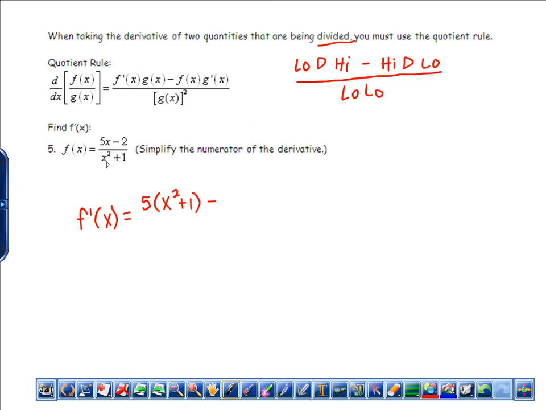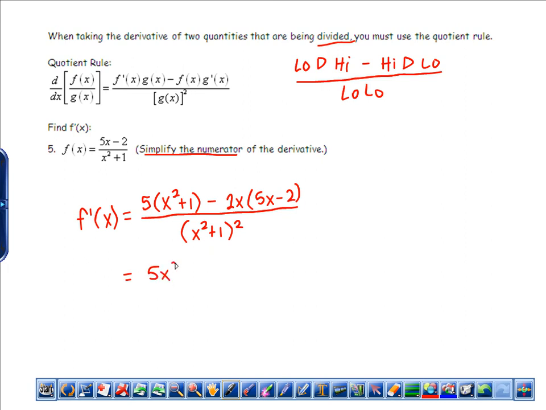Now we need to switch it up. Now we need to do the derivative of the denominator, which is 2x, times the numerator, 5x minus 2. This is going to be all over x squared plus 1, squared. So we do not need to multiply out the denominator, we just need to simplify the numerator.